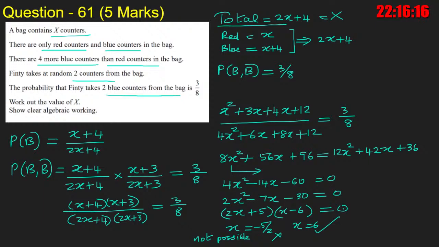So when x equals 6, capital X equals 2 small x plus 4, which is the total. So x times 2 is 12, plus 4 is 16 counters.